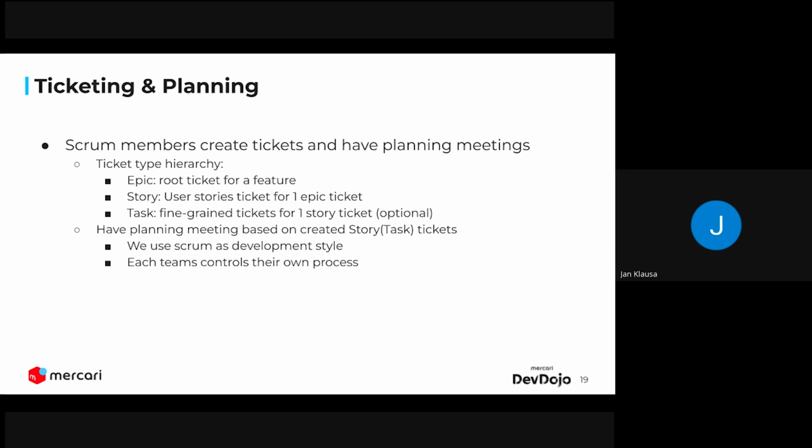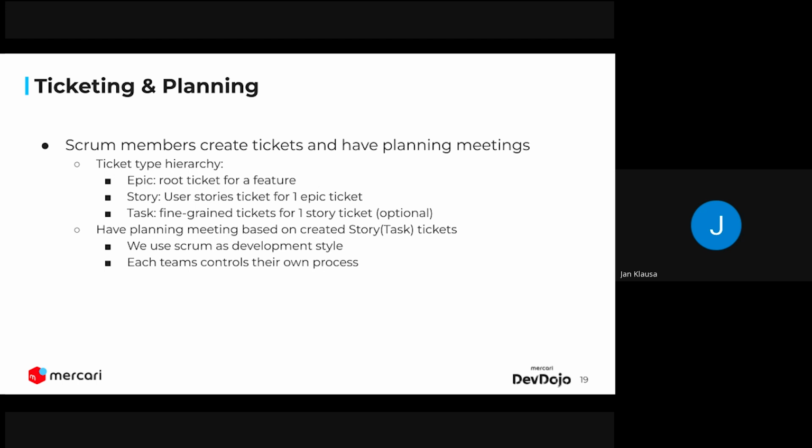And the ticket type hierarchy is something like this. An Epic is a root ticket for a feature. There is only one Epic ticket for one feature. And a story ticket is a user story ticket for one Epic ticket. A story ticket title is usually who does what.